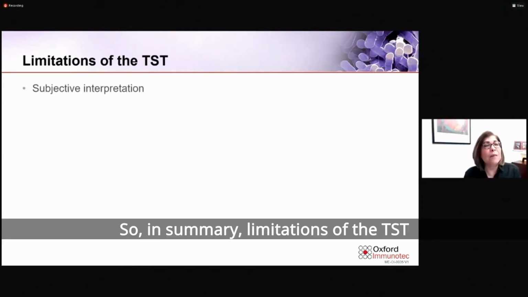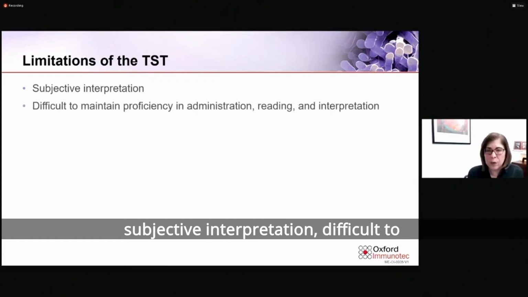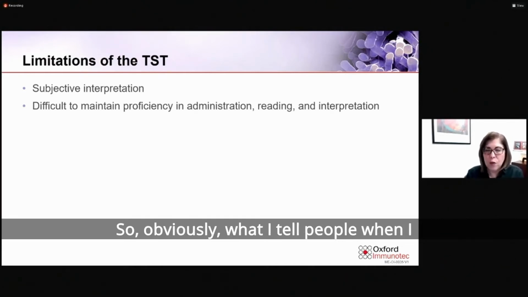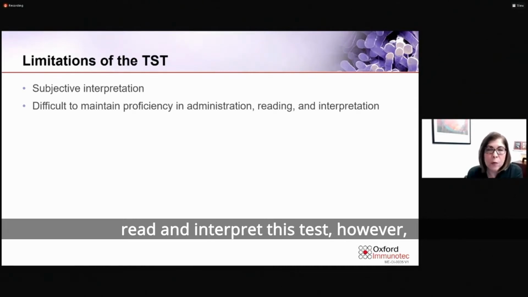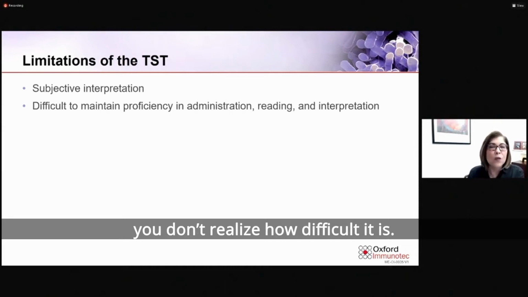So in summary, limitations of the TST include subjective interpretation, difficulty maintaining proficiency in administration, reading, and interpretation. Obviously, what I tell people when I give lectures about TB is that it's very easy to say theoretically how to read and interpret this test. However, if you have not actually read a positive TST, you don't realize how difficult it is.